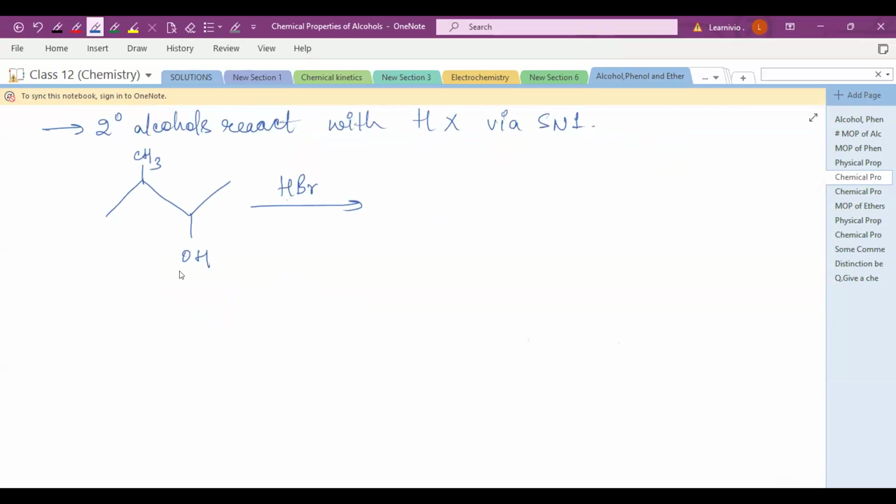Okay, so you can see this is a secondary alcohol, right? So what will be the product? Yes, Muniba, tell me what will be the product here?